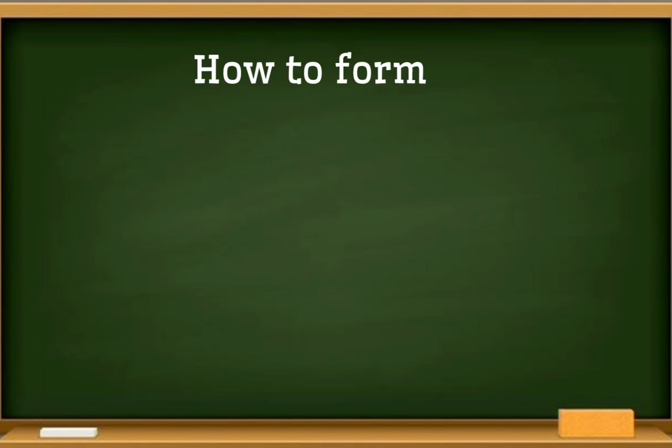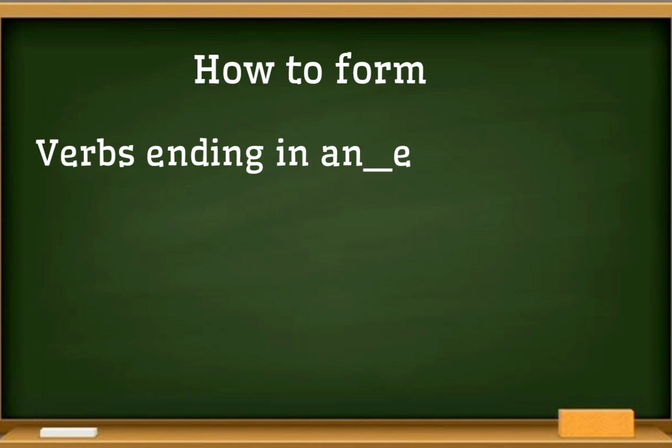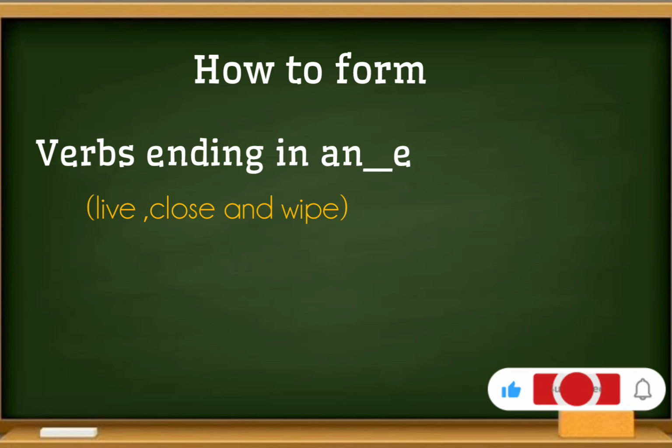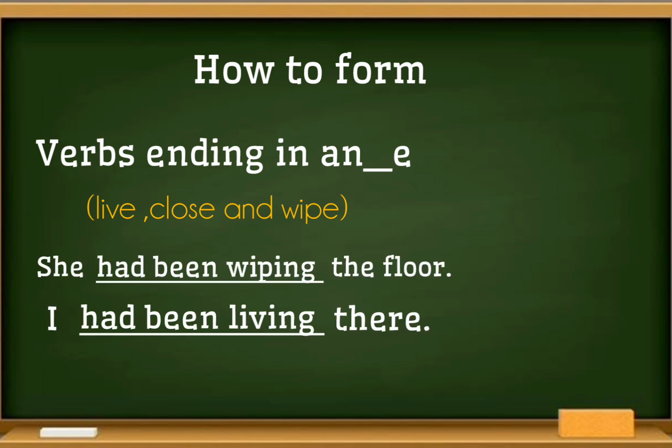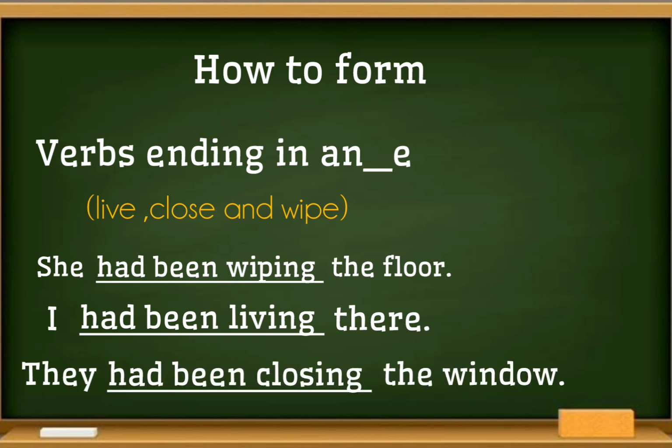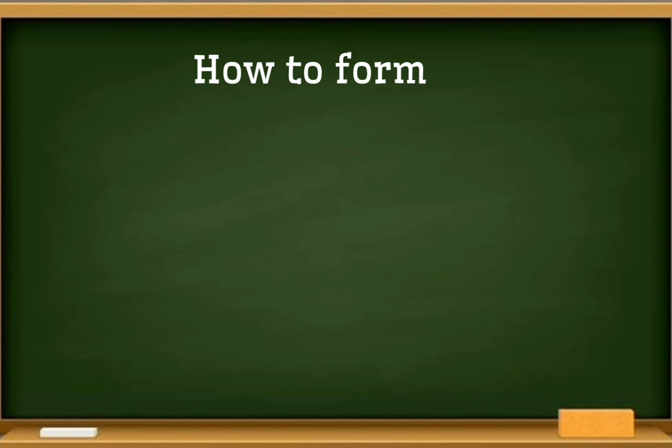But we need to pay extra attention to verbs ending in E, such as live, close, and wipe, because these verbs drop their letter E. For example, she had been wiping the floor. I had been living there. They had been closing the window.